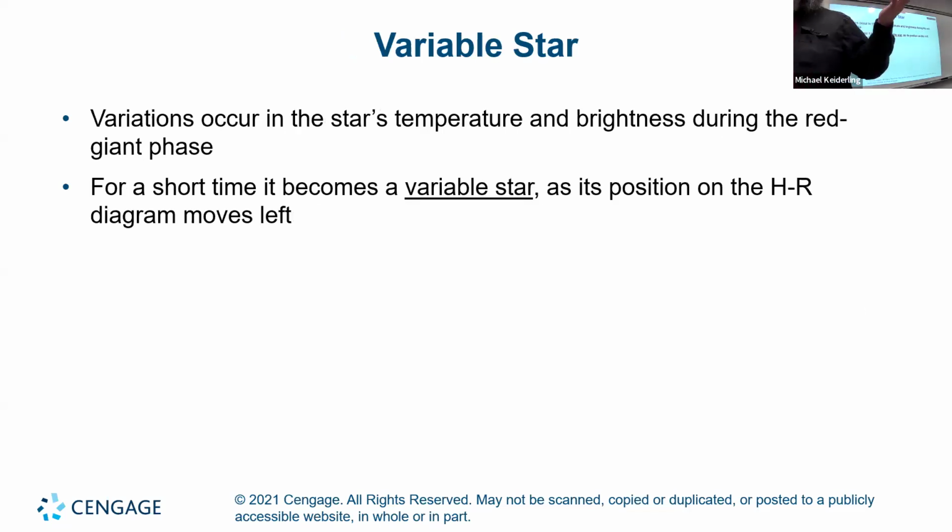So for a star in the red giant phase, variations will occur in temperature and brightness during the red giant phase. This is a variable star. So a star can become a variable star, and its position on the HR diagram moves left. Certain types of variable stars are incredibly useful because it turns out the rate at which they vary corresponds to how bright they are. And that is incredibly useful for measuring distance.